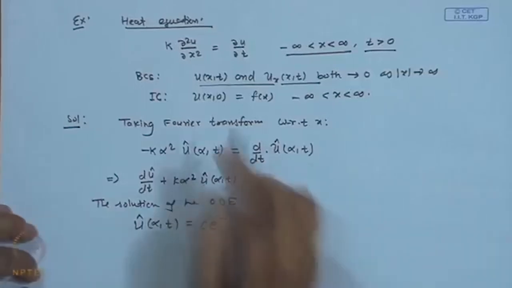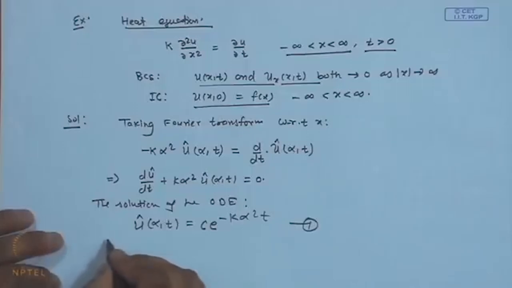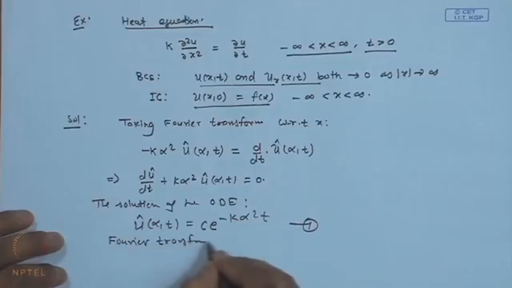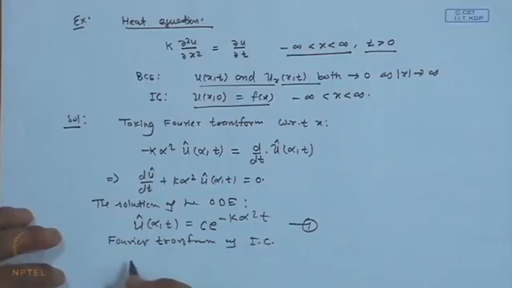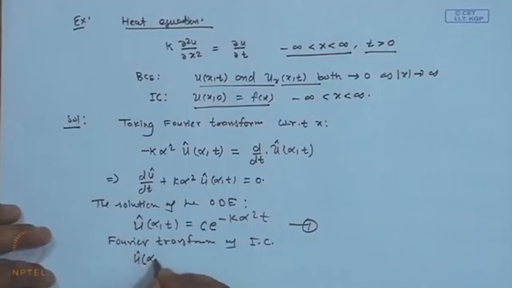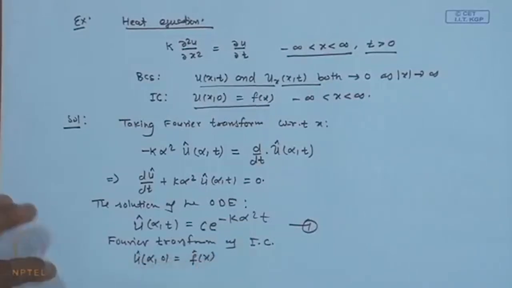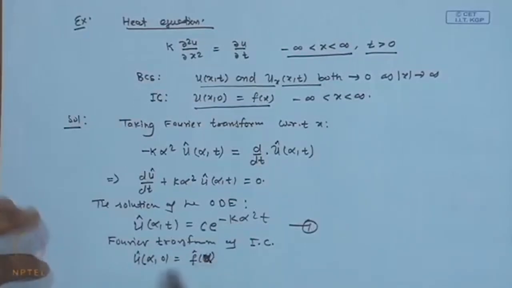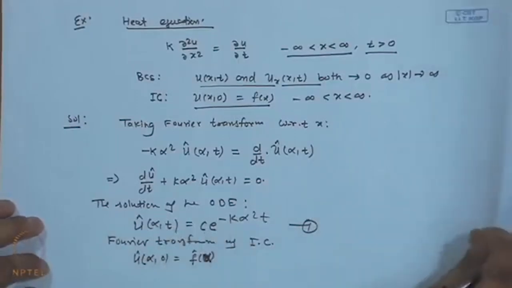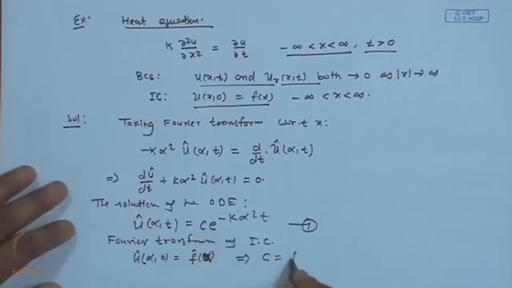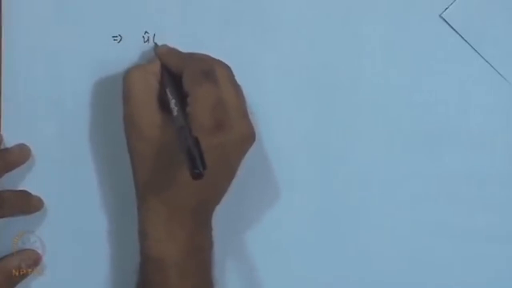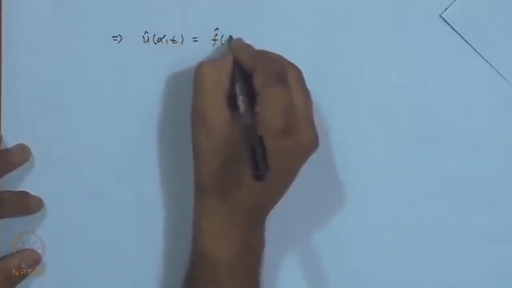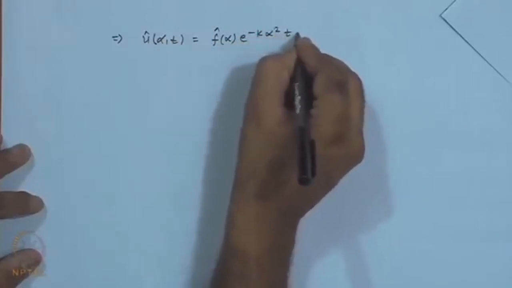So, we now know the Fourier transform of the initial condition, u(x,0) is f(x). Taking the Fourier transform of the initial condition, we get u hat of alpha, 0 equals the Fourier transform of f, so f hat of alpha. Now, we use this condition to get the constant. At t equal to 0, we have f hat of alpha, so c is simply f hat of alpha. Then we get u hat of alpha, t equals f hat of alpha times e to the minus k alpha square t.